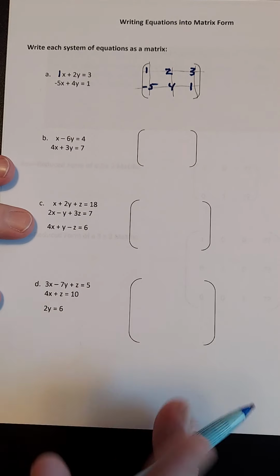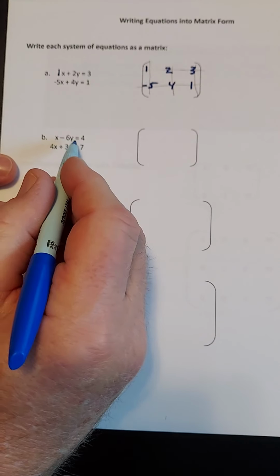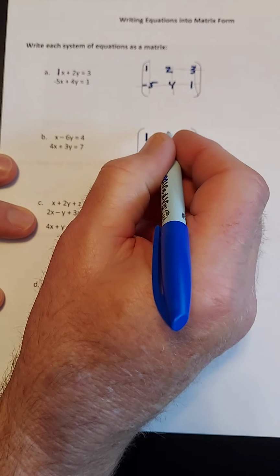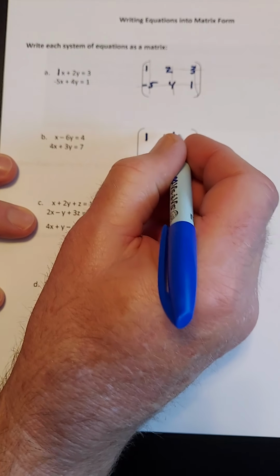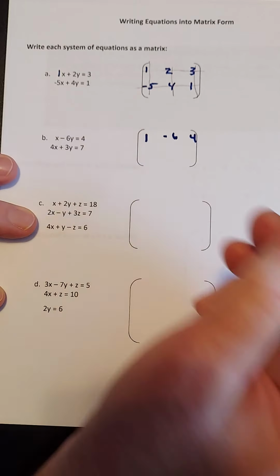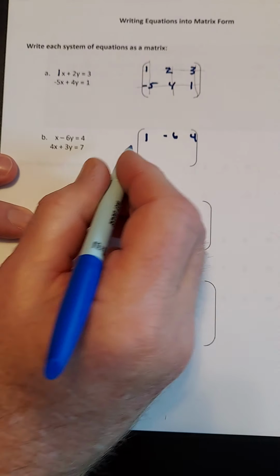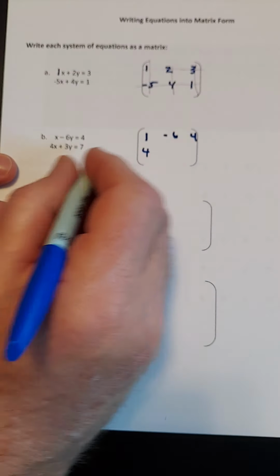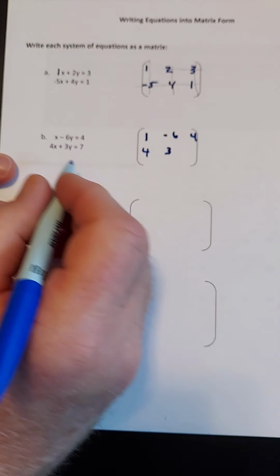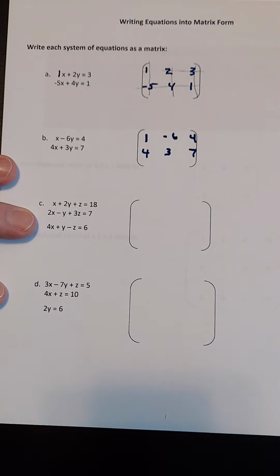Let's look at the second one I have here. I've got x minus 6y equals 4, so that's 1x minus 6y equals 4. And on the bottom, I've got 4x, so I put a 4, plus 3y, so I put a 3, and I got 7 on the other side. And that will be our matrix.